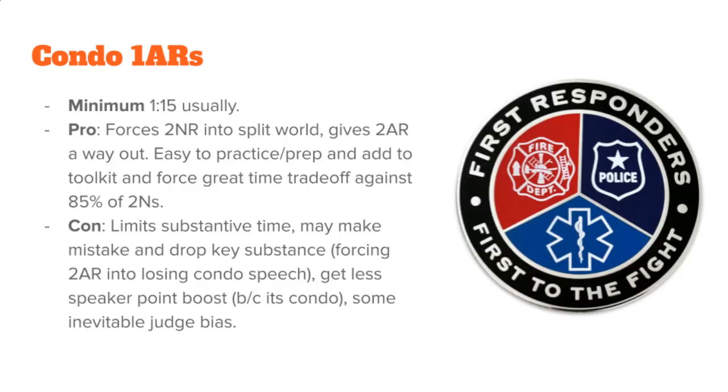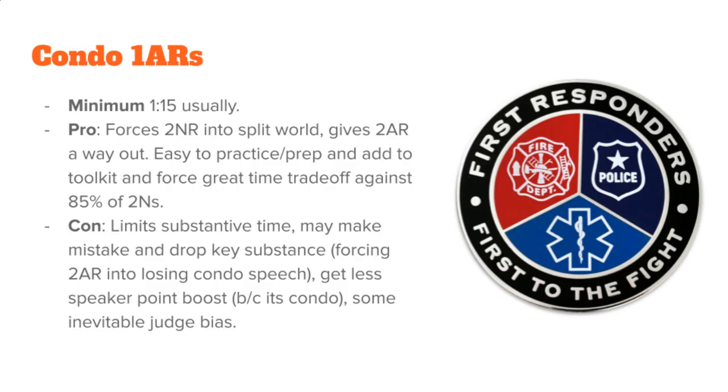So we talked about that baseline condo and where you kind of want to be, and that's all important. So it's important that you're spending that minimum 1AR time, 1:15, etc., that you might have minimal responses on other parts of the debate, but it's relatively easy to prep. It splits the 2NR into two worlds, which gives the 2AR an easy prep trade-off. However, you have limited substantive options.